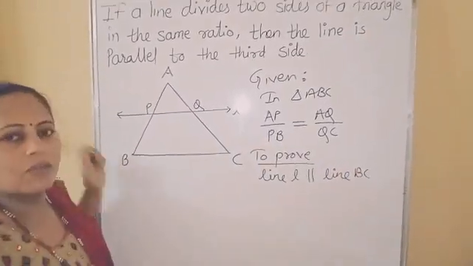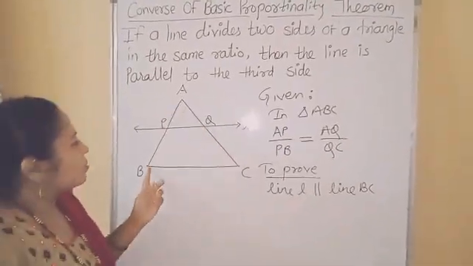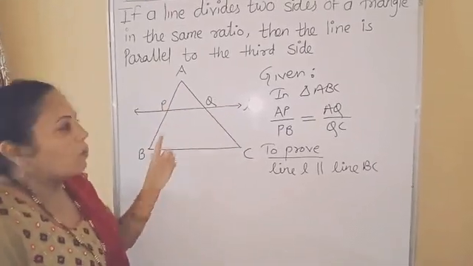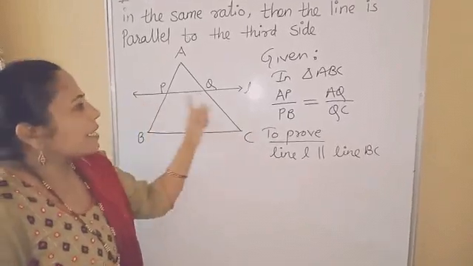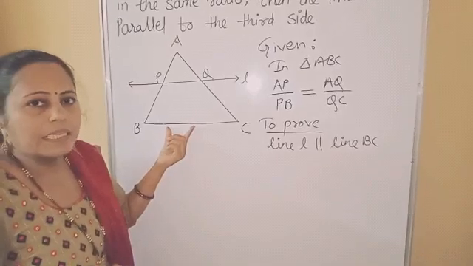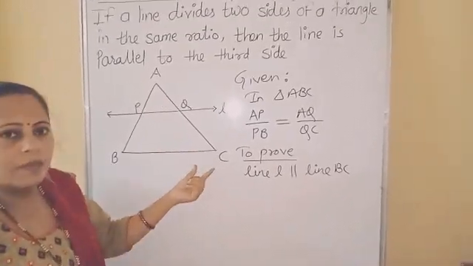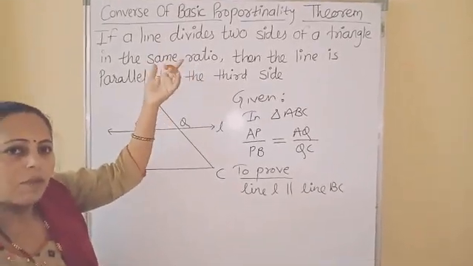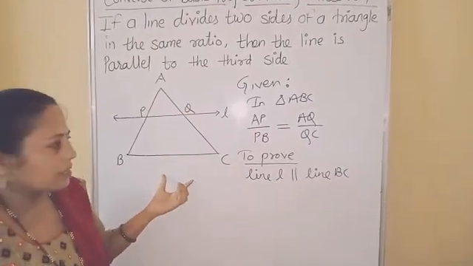So this is the converse of the basic proportionality theorem. A line divides two sides in equal ratio, AP upon PB equal to AQ upon QC. Then this line L is parallel to line BC. Follow, students? Now this theorem we don't have to prove here because you just have to remember the statement. The converse of the basic proportionality theorem is useful to solve questions. Okay.